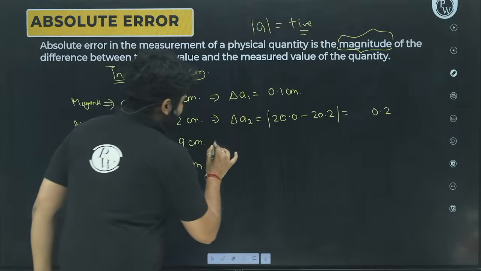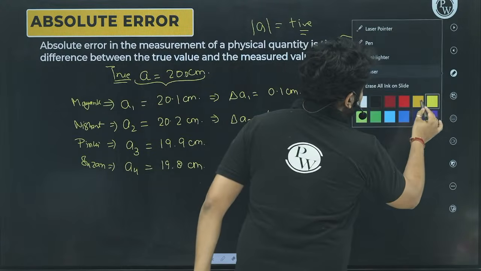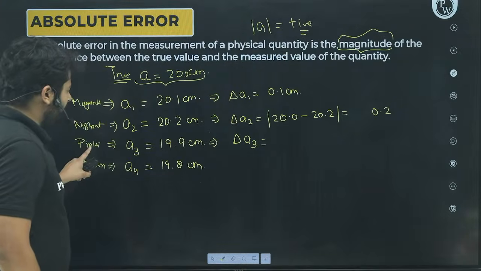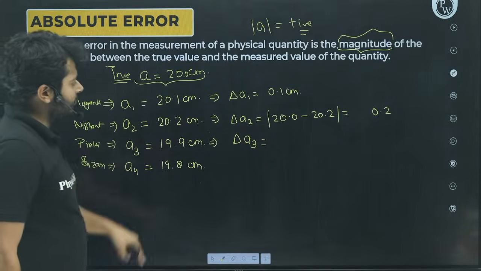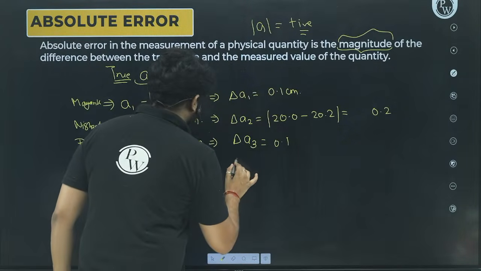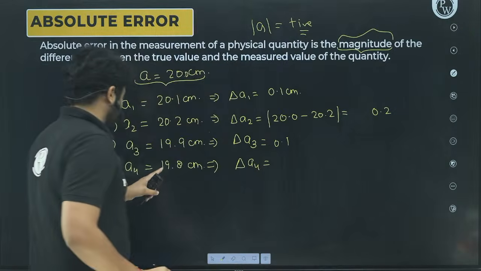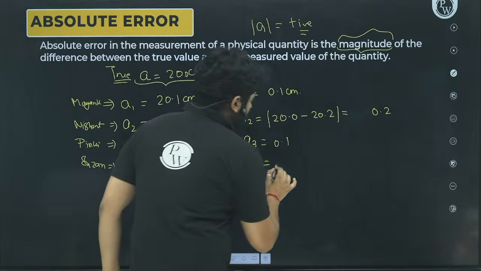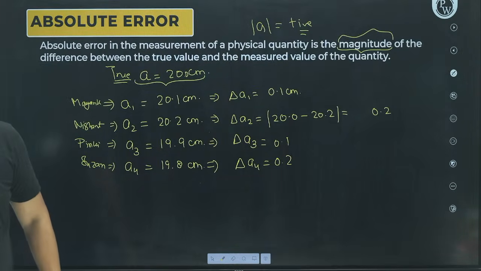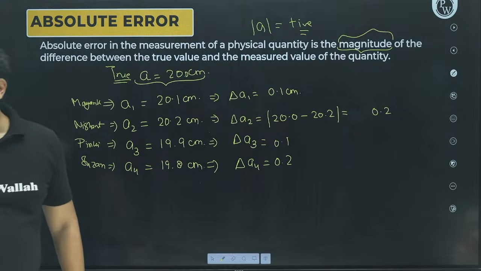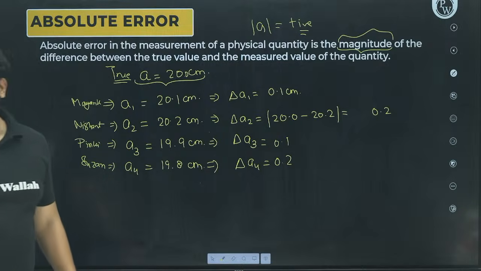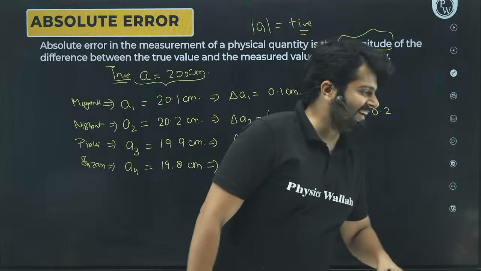For the third one, what will be the absolute error in the third measurement, my dear kid? In the measurement of Pinky, 20 minus 19.9, so it is plus 0.1. And in the fourth measurement taken by Suzanne, 19.8 and 20, the difference comes out to be 0.2. So these are the errors in the individual measurements. It is always positive. I believe the idea is very clear. It is very simple.